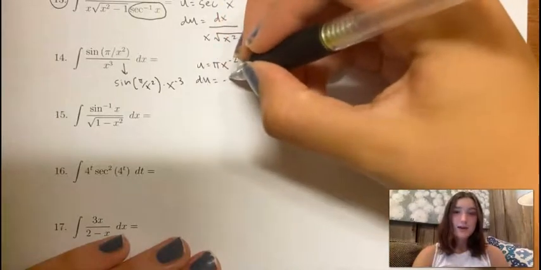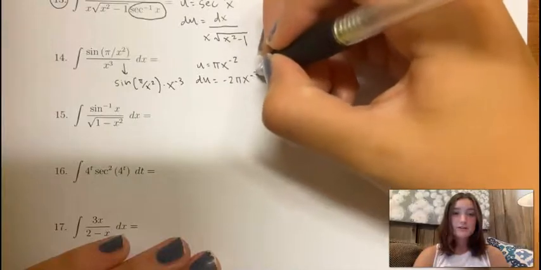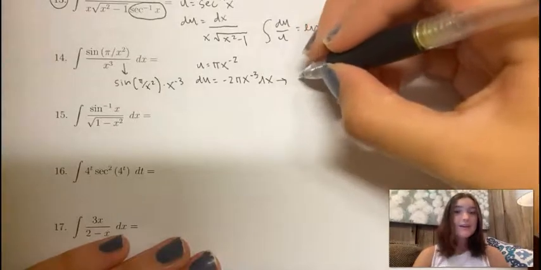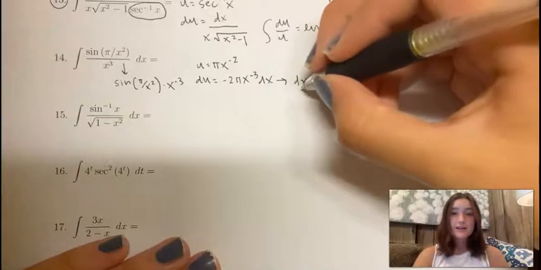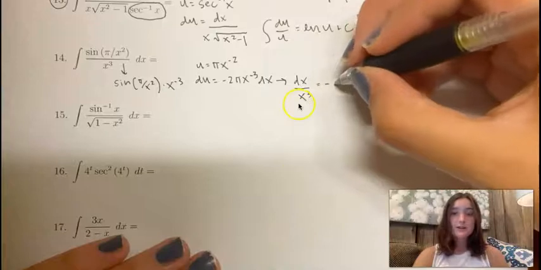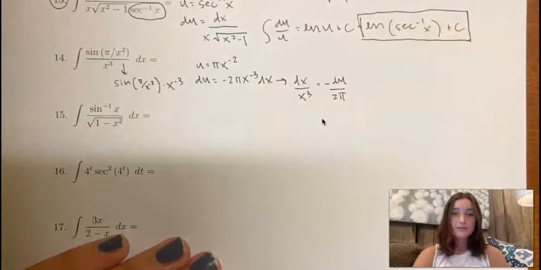So my u is going to be that inside function that I've got. I made my u pi x to the negative 2 because from this that I rewrote, I canceled out those exponents to give myself a much simpler pi x to the negative 2. And so I'm going to be using that, and my derivative is going to be negative 2 pi x to the negative 3 dx. And then I'm simplifying that. I'm isolating that dx as much as I can. I've got to keep my x's on one side. And then that's going to be negative du over 2 pi.